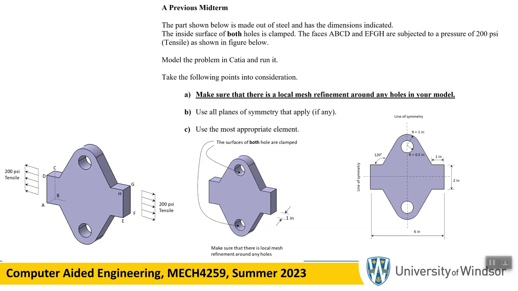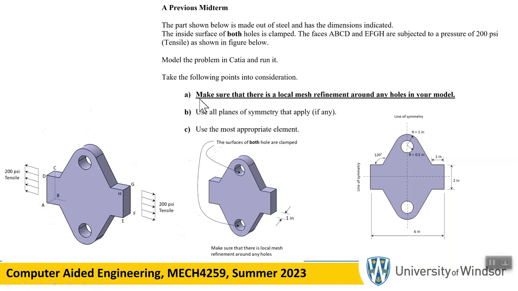You look at this, immediately you realize that this has to be done with solid elements. And here's the situation. We have the inside of these holes clamped, and then you're subjecting these faces to tensile loads of 200 psi, okay? And obviously we're using solid elements, and it says use as many planes of symmetry as possible. In this particular problem, you have 3 planes of symmetry: vertical, horizontal, and through the thickness.